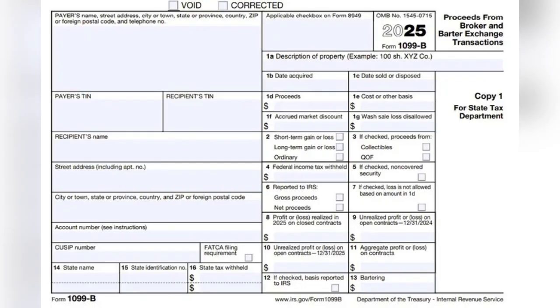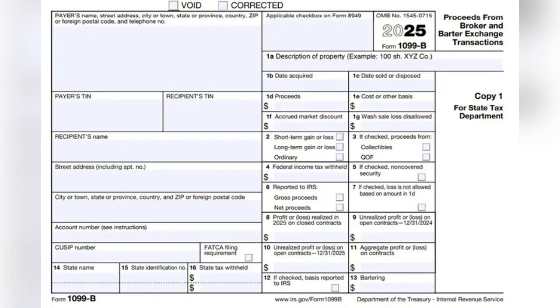Next, look closely at the amount boxes. One of the most important numbers here is the proceeds, because that shows the amount received from the sale. You may also see cost or other basis, which helps figure out gain or loss, and sometimes there may be a wash sale loss disallowed amount or federal income tax withheld if withholding applied. So instead of just looking at one number, go line by line and check what each box is showing.